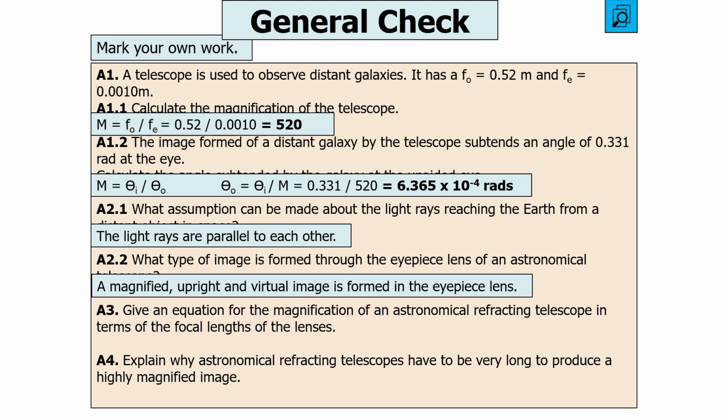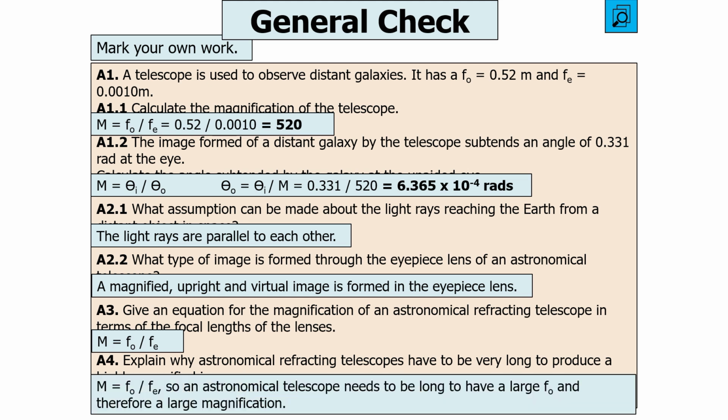Now, again, the equation that allows you to find the magnification for an astronomical refracting telescope is fO over fE, and we know that because that's the equation for magnification, an astronomical telescope needs to have a large fO to get a large magnification. So if that focal length is very long, therefore the telescope will be very long.